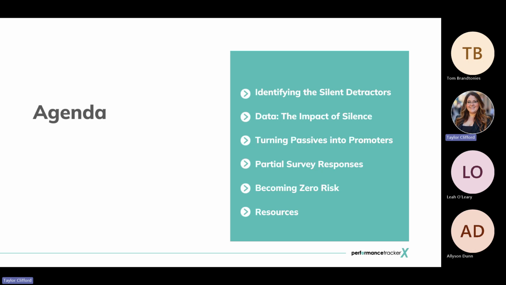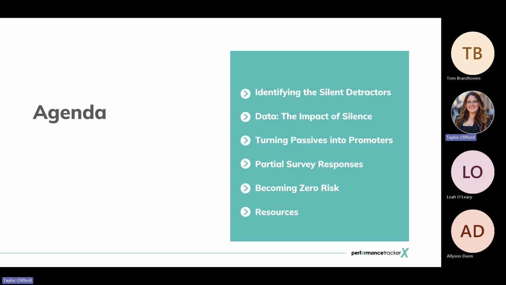Today, we're going to be reviewing how to identify silent detractors within data. And what does that mean? First we need to define what a silent detractor is, and then figure out how to find them within your survey data. And honestly, even if you're not doing surveys, you can identify silent detractors by whether or not you're receiving any kind of feedback, whether that be verbal or maybe a thank you note from families. So we'll dive into that a little bit.